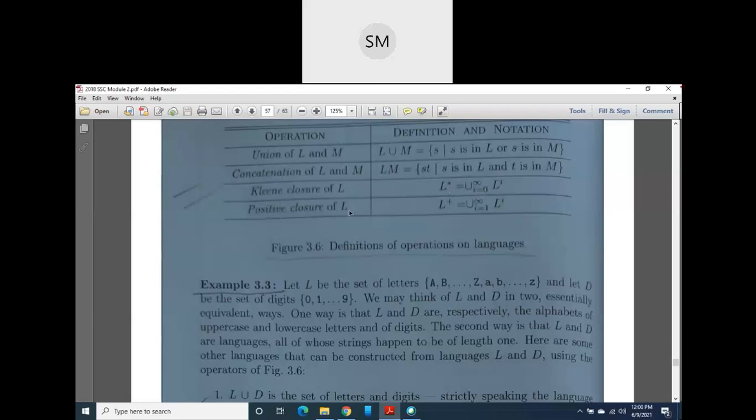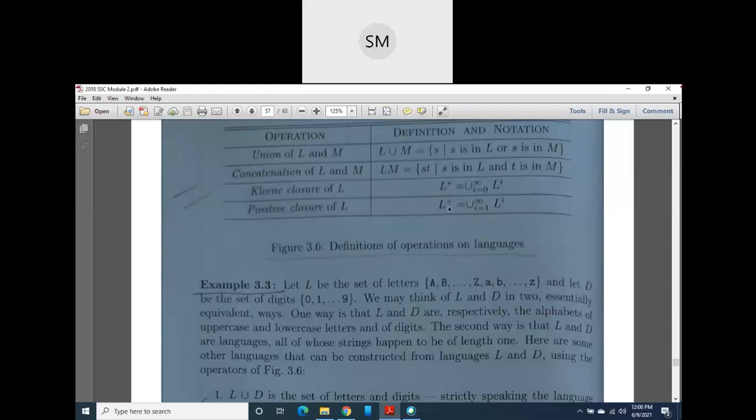Then the positive closure of language L, L plus. How do we denote it? L plus. It is again 1 or more. Plus indicates 1 or more. These are all metacharacters: plus, star, question mark. Being computer science students, you should understand them. Plus indicates 1 or more. Star indicates 0 or more. Question mark will also come, and question mark indicates 0 or 1.